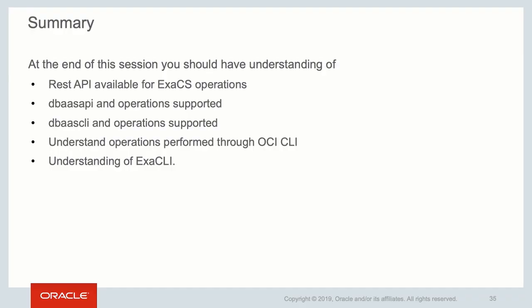So with this, I'm going to summarize this session. What we have seen in this particular module is what the different options on REST API are which are available for Exadata Cloud Service operation. We discussed the DBAAS API as well as the DBAAS CLI, and also looked at a few of the operations which are supported by them. We got an understanding of how to configure and install OCI CLI, and some of the basic operations which can be done. So we saw it through examples, and we also discussed the XRCLI component, and saw some of the use cases of that one.